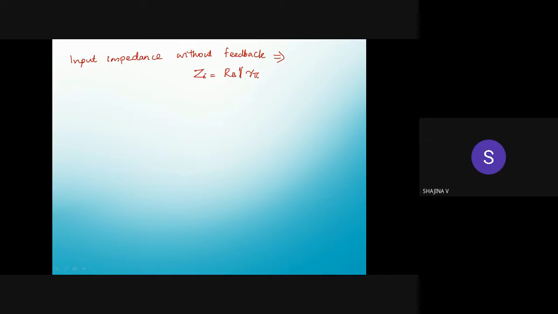Okay. But since my value of RB is much greater than R pi, we can approximate it to R pi. Okay. So since in parallel combination, effective resistance will be approximately equal to the lowest value, right? So I can approximate it as R pi, input impedance without feedback. നിങ്ങൾ RB parallel R pi എഴുതിയാലും വലിയ പ്രശ്നമില്ല കേട്ടോ. അത് എഴുതാത്തതിന്റെ റീസൺ ഞാൻ വിത്ത് ഫീഡ്ബാക്ക് പറയുമ്പോൾ പറയാം. ഓക്കെ. Now input impedance with feedback.